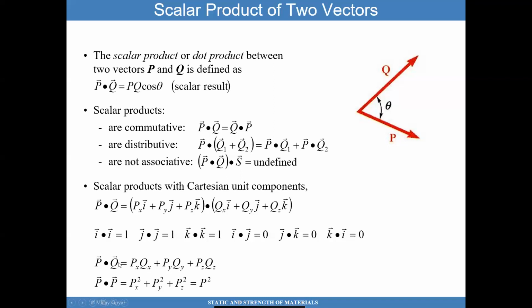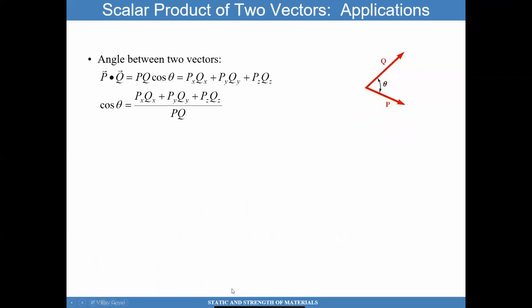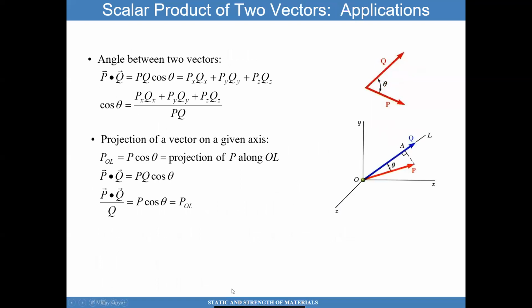You can also take the dot product of the same vector P and P, and you will get Px squared plus Py squared plus Pz squared, which is the magnitude of P squared. The angle between the two vectors, I can calculate that easily by isolating cosine theta. And so that's what you get.